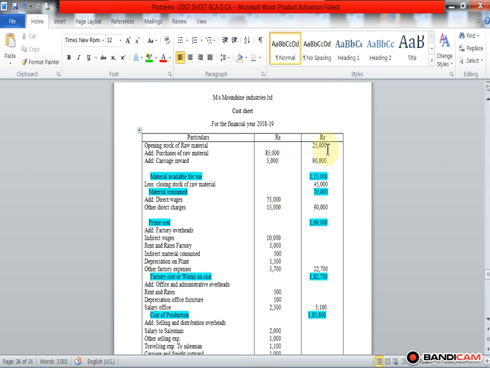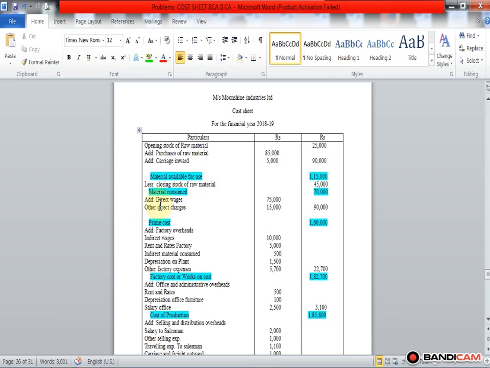This 90,000 is added in opening stock of raw material. We get material available for use, that is rupees 1,15,000. Then we deduct closing stock of raw material from material available for use, rupees 45,000. Then we get rupees 70,000 as material consumed by the industry.